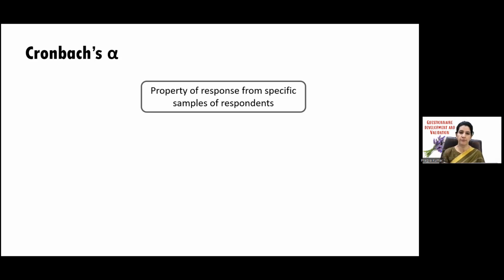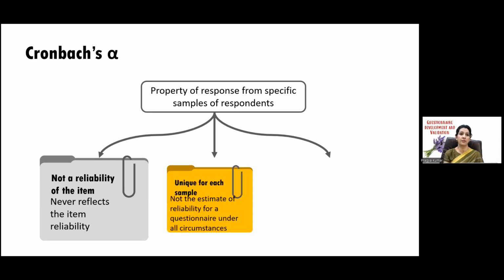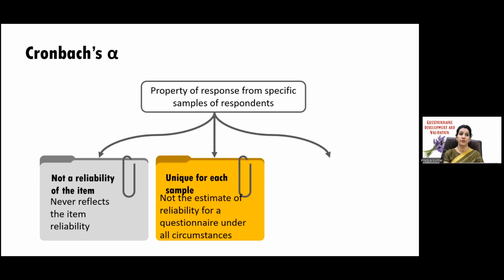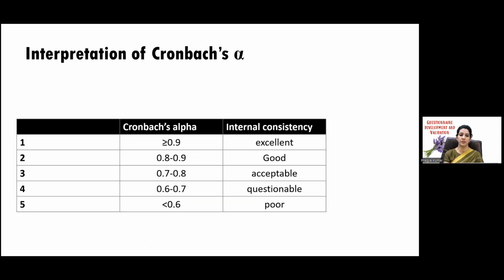So this property of Cronbach alpha is a property of the responses from the specific sample that we have talked about. It is not a reliability of the item and not a reliability of the scale. It is unique for each sample, as we have discussed, and it varies from sample to sample. So it should be estimated each time the questionnaire is administered.